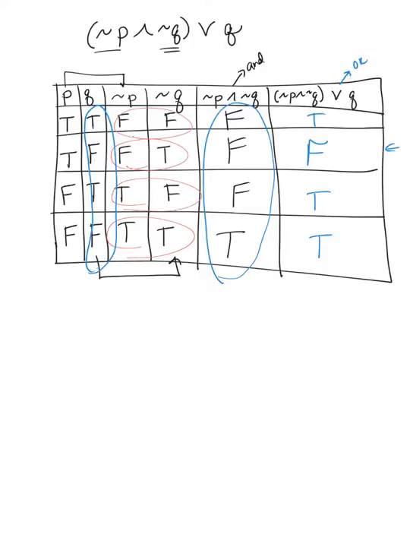I think I'll get a clean page. Okay, let's say, and I'm just making these up, okay? Let's say we've got P implies not Q or not P. Okay, so we make our chart.